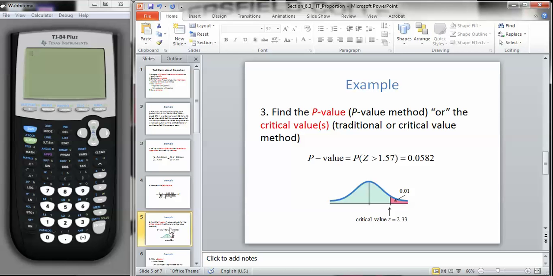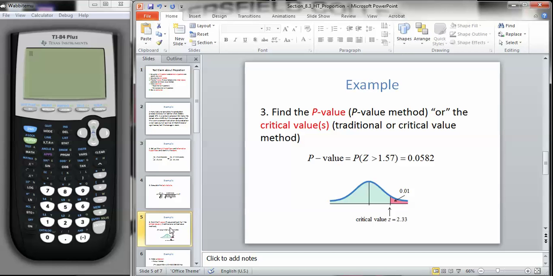So now find the p-value or the critical values. In the test, I will just ask you to find either one of them. You do not have to do both in the test. But here I'd like to talk about both of them so you know how to do both. The p-value is the probability where z is greater than 1.57, and 1.57 is the test statistic.